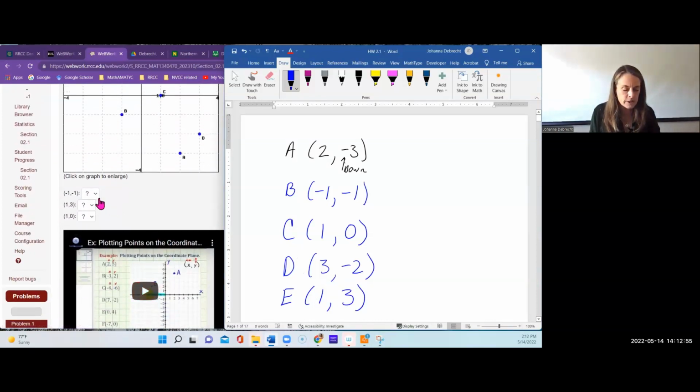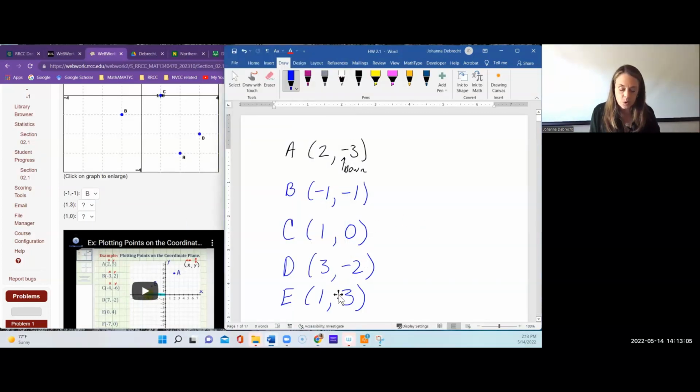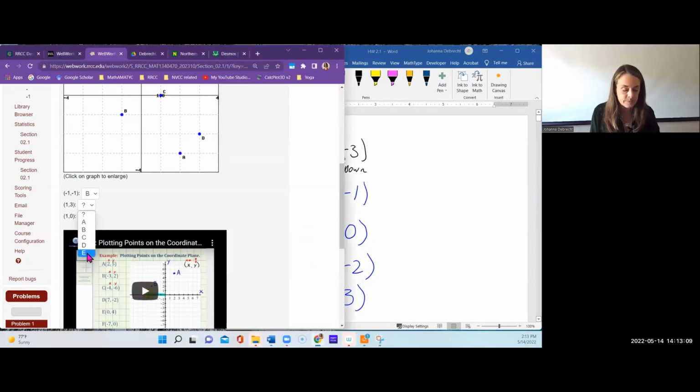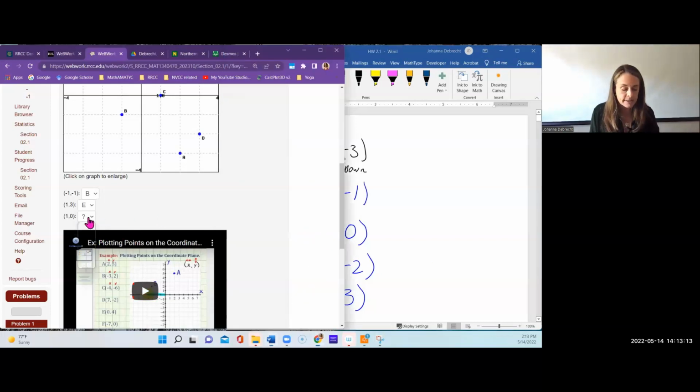Then you'll come down here and you'll name which one is which. 1, -1, -1, we have as B. The one that is a 1, 3, we have as E. And the one that is 1, 0, we have as C.